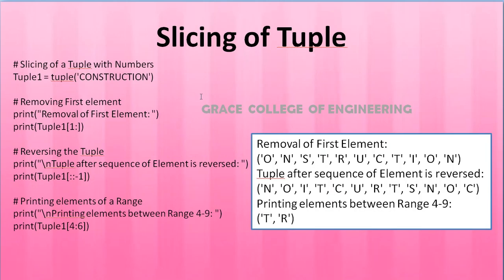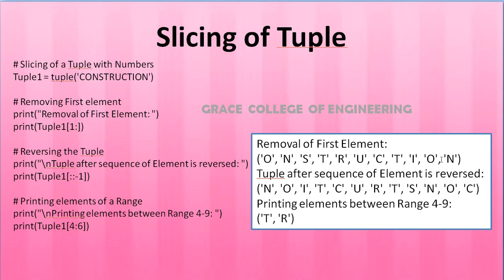Next, slicing of tuples. The tuple of construction is created, and based on the index value we can slice the tuples. First, print tuple of 1 colon. The starting value is given but the ending value is not given. Then from the starting value up to the end it will be executed. The 0th index is C, so the first index is O. It starts from O to N. You can see O, N, S, T, each and every character printed separately.